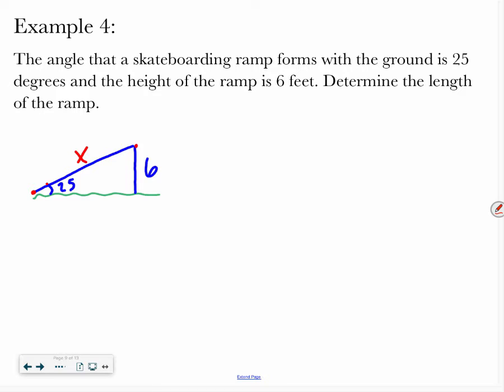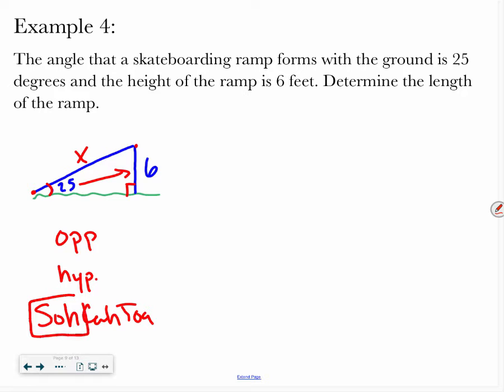So what I have is an angle. I have the side that is opposite. And if I look at this drawing, I want the hypotenuse. So out of my SOHCAHTOA, opposite and hypotenuse mean that I'm going to be doing sine. So I'm going to say sine of 25 equals my opposite, which is 6, over my hypotenuse, which we don't know yet. And we need to solve from there.